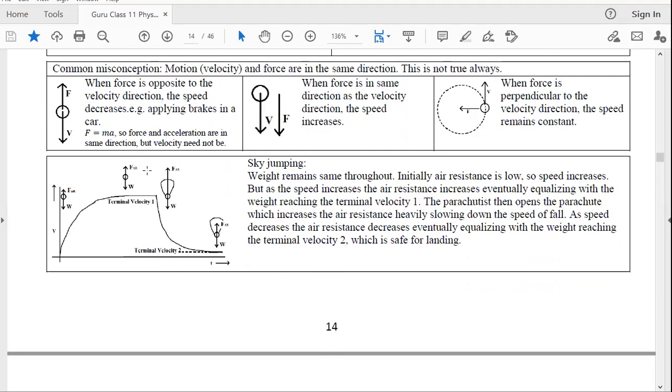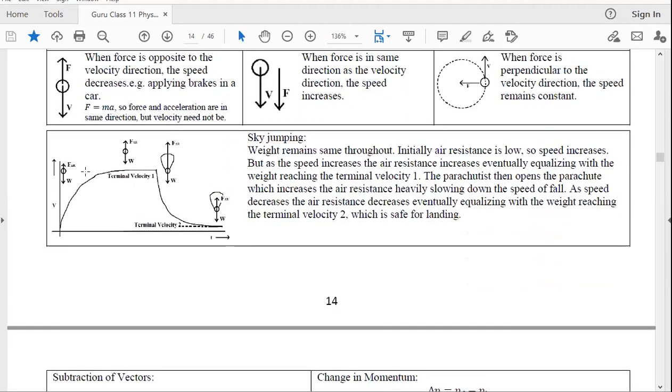I've shown it, but I don't think the diagram is so clear, so take down the diagram properly. Whatever we talked about is explained here. Here the air resistance is less. Here it is equal. Here the air resistance is very high because you have opened the parachute. Here the speed is decreasing, which means the air resistance is decreasing, which means this and this are equal, which means this is terminal velocity 1, this is terminal velocity 2. The y-axis is velocity, the x-axis is time.